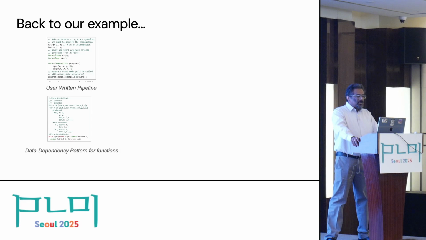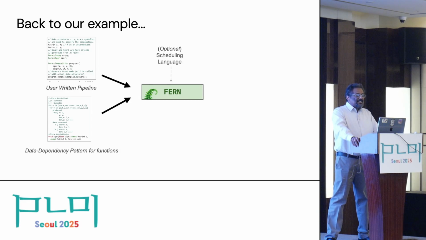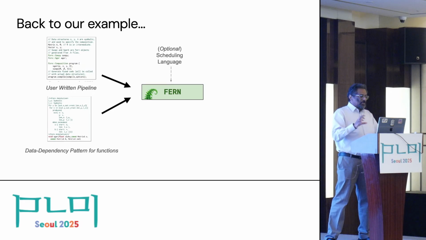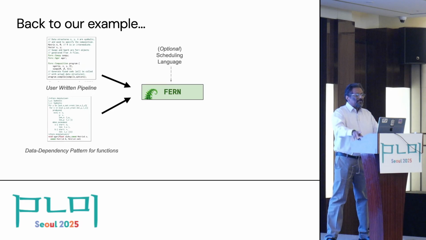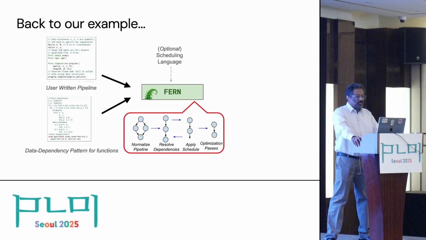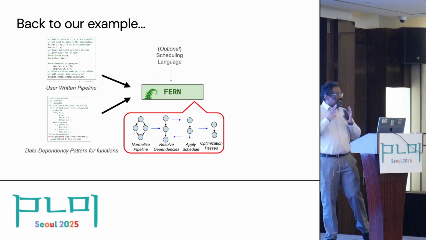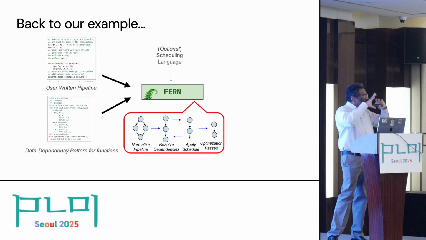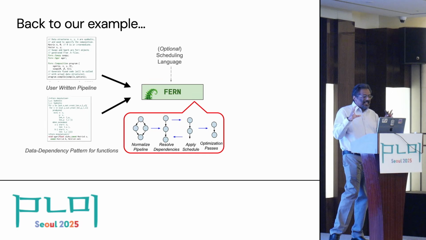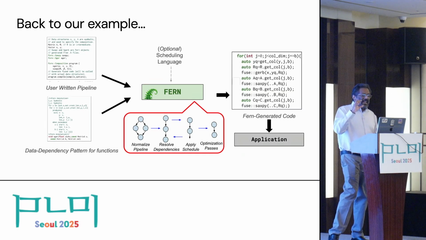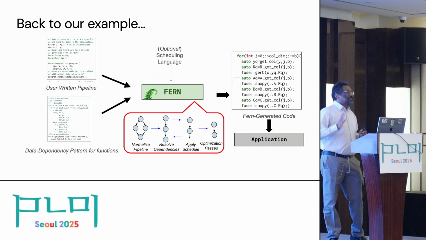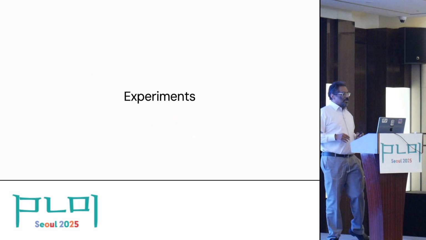So, you get those things together, and the Fern system basically takes these two, and optionally you can also give a little bit of additional scheduling information if you want, and it will do a few very simple compiler passes. This is not a full compiler, we are just doing very outside things in there, and then it will generate a small glue logic that will basically execute these two functions in a fused fashion, and that is what you run here. So, that is what we can do.